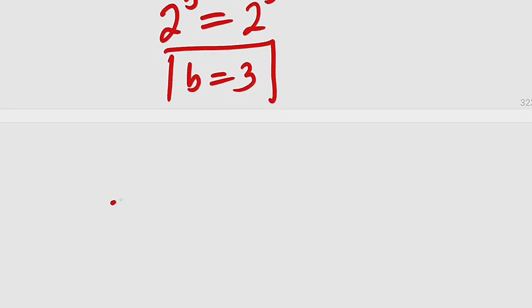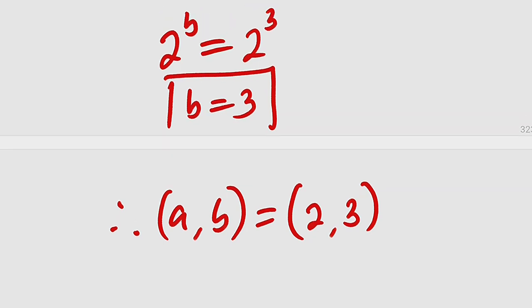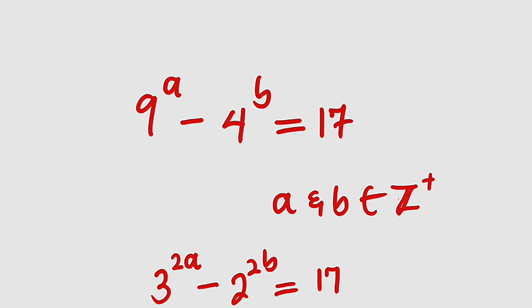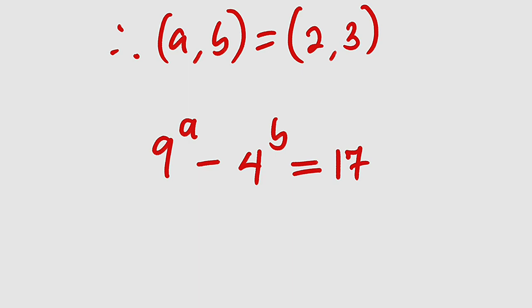So we conclude that a and b, which are the values we are looking for: a is 2, b is 3. But we can check them in the main equation to see whether this is true or not. The main equation is 9^a − 4^b. Let me just copy that. So now let us substitute the values of a and b in this equation to see whether we are going to get 17 on the other side. So this is 9 to the power of a, which is 2, minus 4 to the power of b, which is 3. Is this equal to 17?